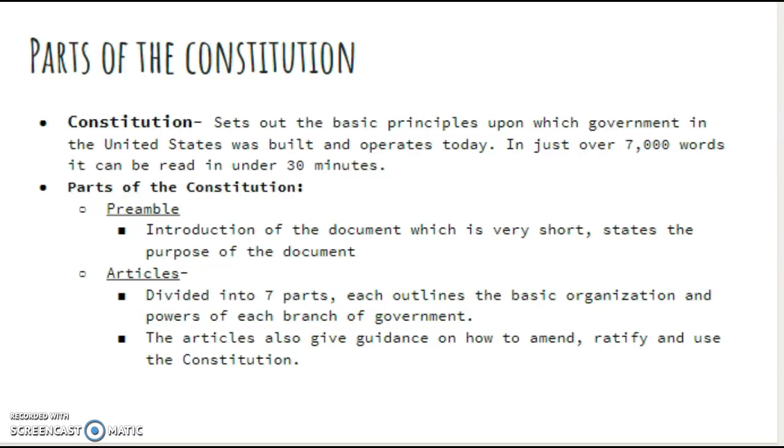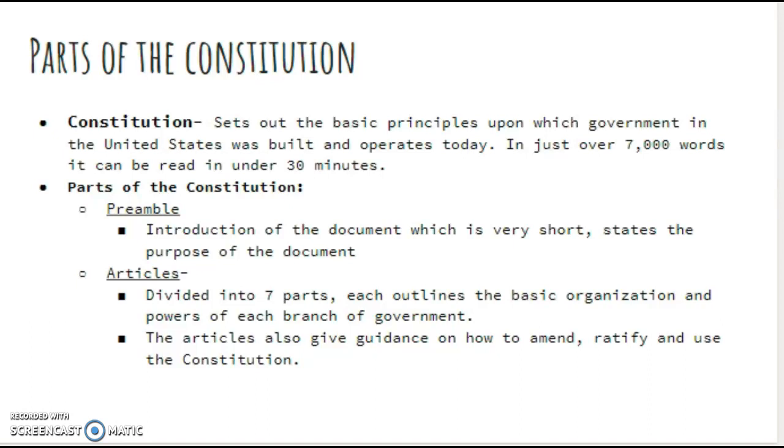So just to give you an idea, Article 1 of the Constitution talks about the legislative branch. Article 2 talks about the executive. Article 3, the judicial branch. Article 4, relations among the states. Article 5 talks about amending the Constitution, or adding amendments to the Constitution. Article 6 talks about national debts, supremacy of national law, or the Supremacy Clause, and the oaths of office. And then, last but not least, Article 7 talks about ratifying the Constitution.